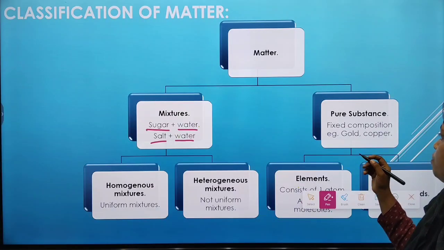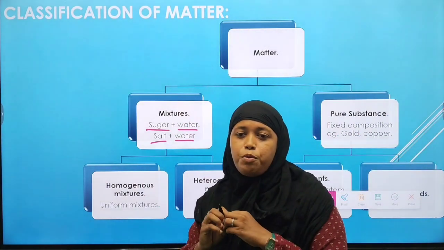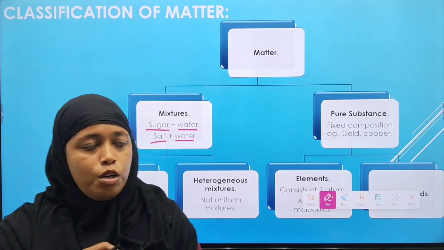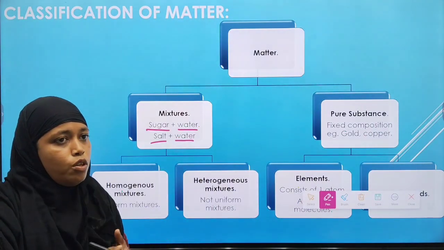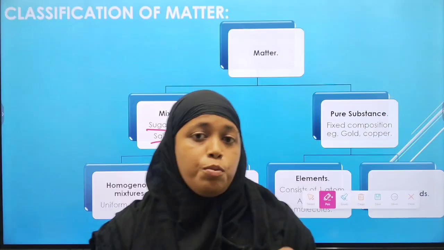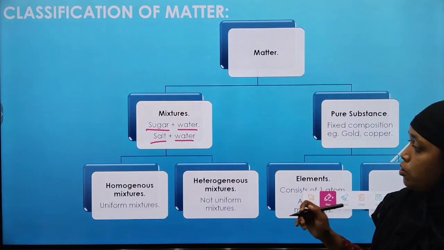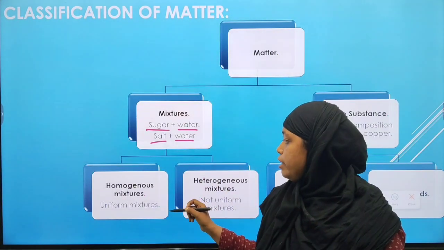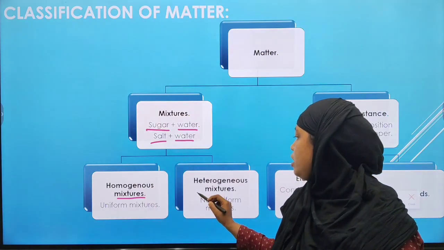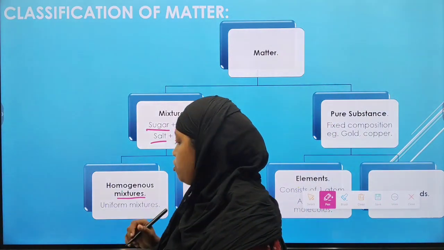Now, a pure substance has a fixed composition. They have no mixtures in them. It is pure, there is no other impure material in it. For example, gold and copper have no other components present in them, so they are called pure substances. Now mixtures too are further classified into homogeneous mixtures and heterogeneous mixtures.